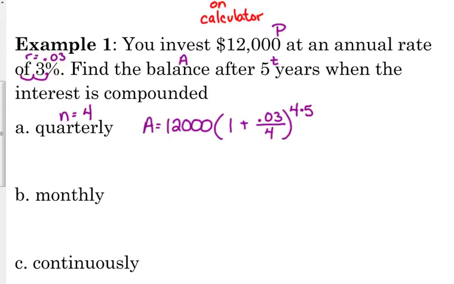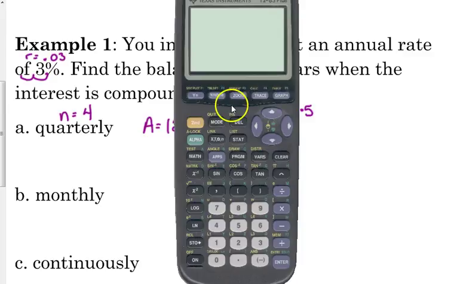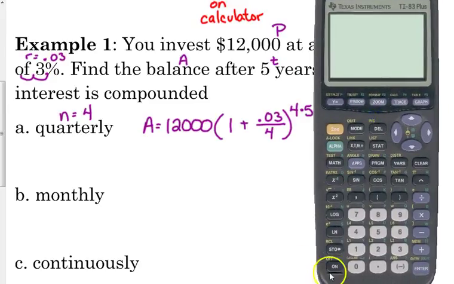And then now it's just a matter of typing it into our calculator. But gotta be careful, okay? If you are not careful, you will get very, very different answers from the actual correct answer. Okay, 12,000 parentheses. You don't need to add any extra parentheses in there, okay? Just type it straight in. 1 plus 0.03 over 4, it'll do it the way it's supposed to. Raised to the, now in my opinion, it's easier just to say 4 times 5 is 20. Okay, go ahead and type in 20.